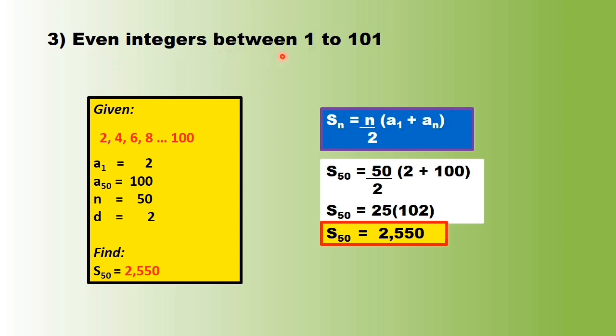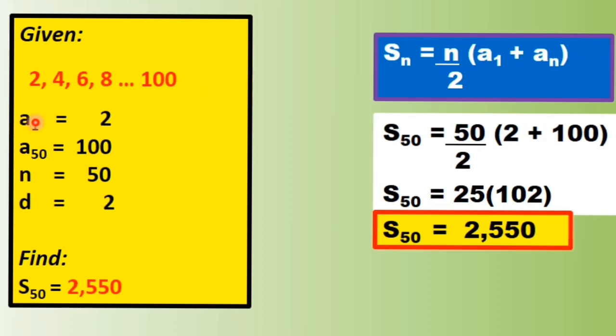Even integers between 1 to 101. Even integers are divisible by 2. So, mag-start siya sa 2, 4, 6, 8, and the last term is 100. Yung 1 and 101 ay mga odd numbers. So, hindi sila kasama sa even integers. So, ang first term mo is 2. Ang last term mo ay 100. Ang number of terms is 50 kasi may interval siya na 2. Ang common difference mo ay 2. 4 minus 2 is 2. So, 2 plus 2, 4 plus 2, 6 plus 2, 8, and so on.